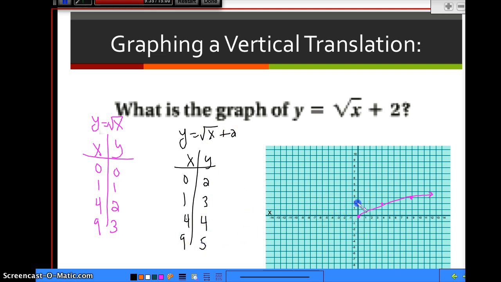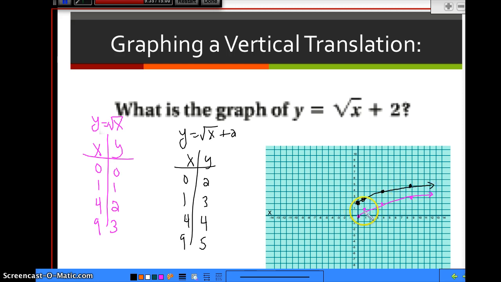0, comma 2, 1, comma 3, 4, comma 4, and 9, comma 5. So now look at that new curve. What do you guys notice about the new curve?